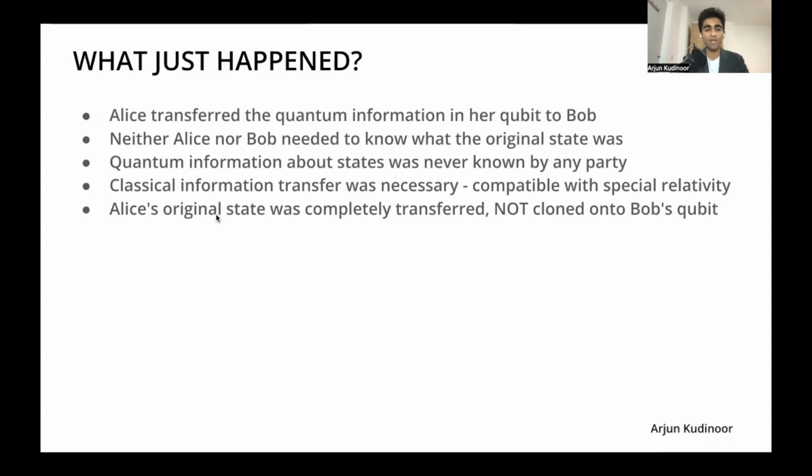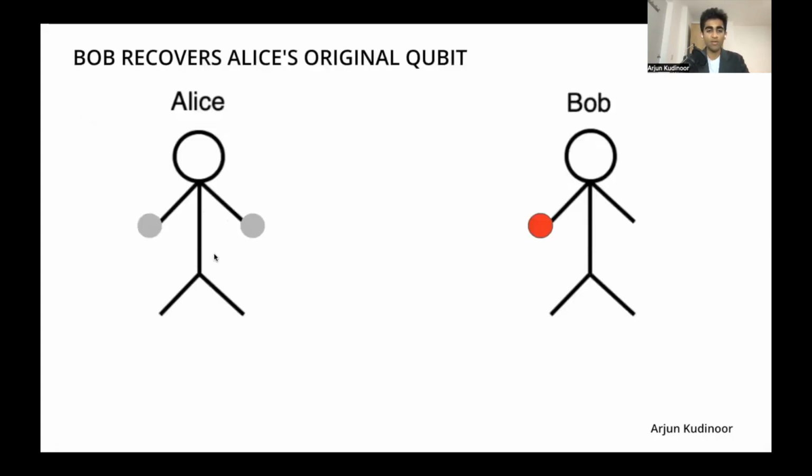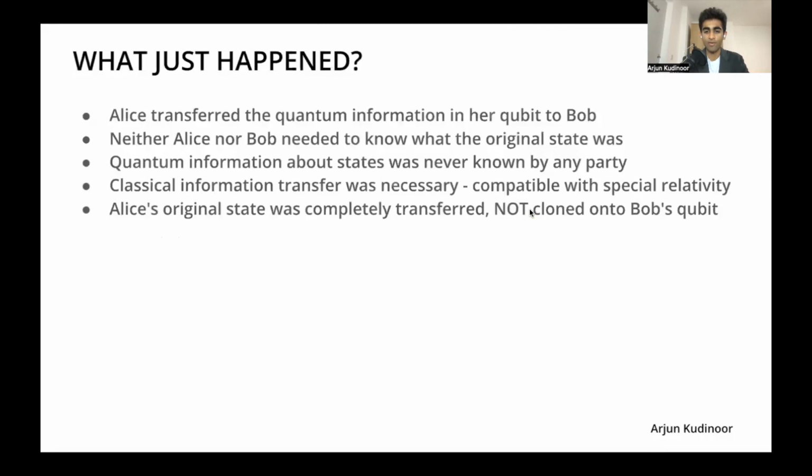And then the final thing that happened was that Alice's original state was completely transferred. If you notice, she took measurements. Once she made measurements on her qubits, it lost all the probabilistic information it contained, and now they both just act as classical bits. So she has lost her original state, and Bob has it now. So we've not cloned Alice's state, we've simply transferred it to Bob's qubit.